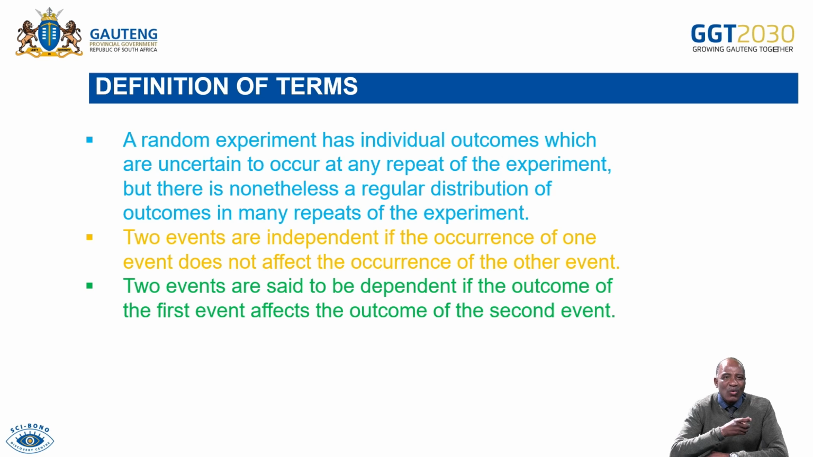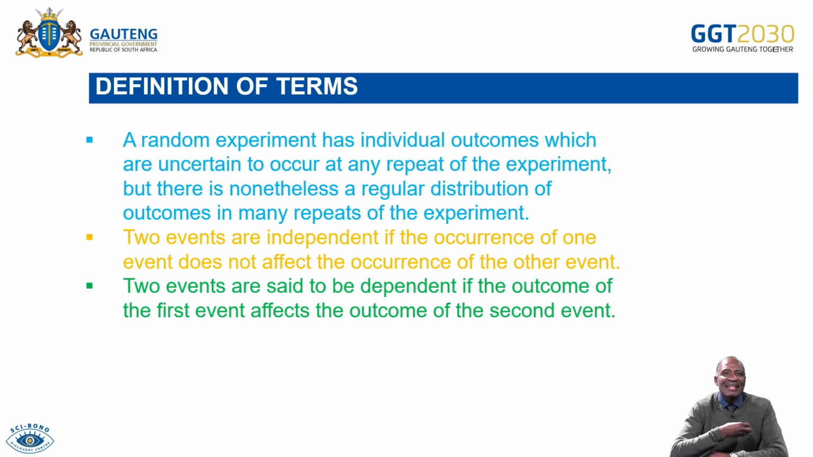When I toss a coin and throw a dice, an outcome of a 3 from a dice does not affect an outcome of a tail from a coin, because these are two different experiments. We don't have a device that contains numbers and tails and heads at the same time.